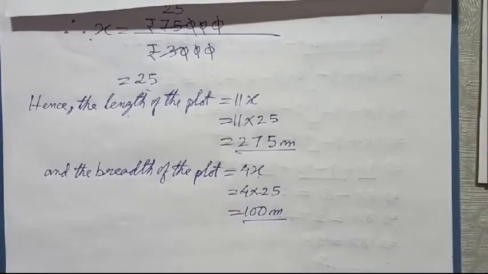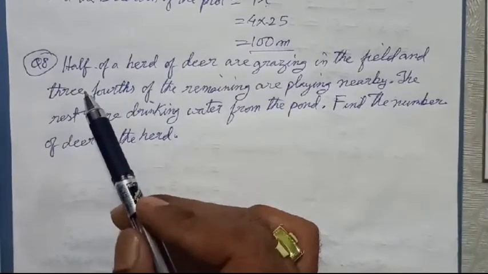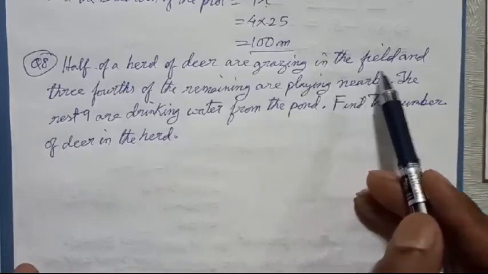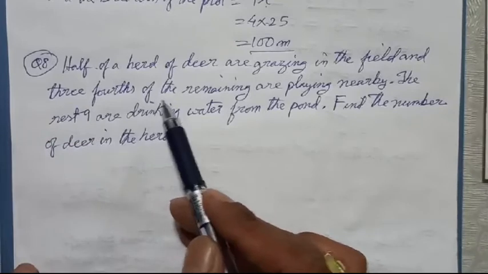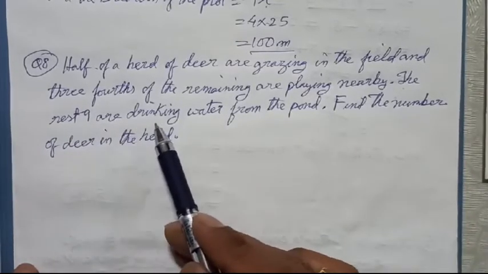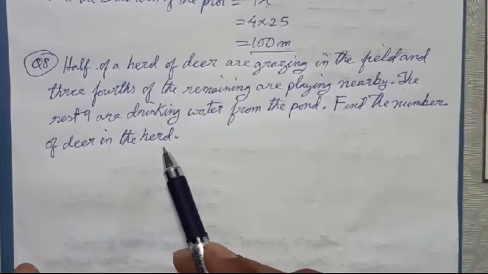Question number 8. Half of a herd of deer are grazing in the field and 3/4 of the remaining are playing nearby. The rest 9 are drinking water from the pond. Find the number of deer in the herd.